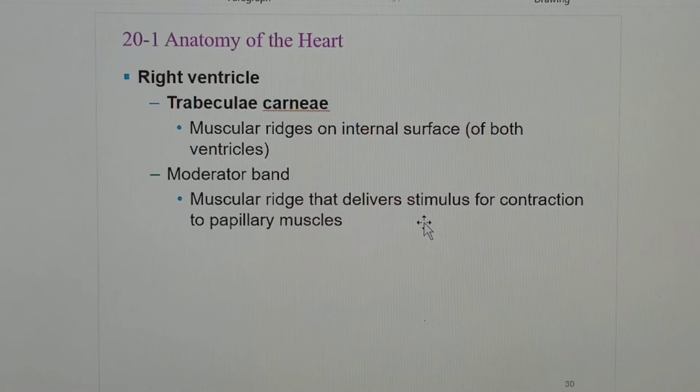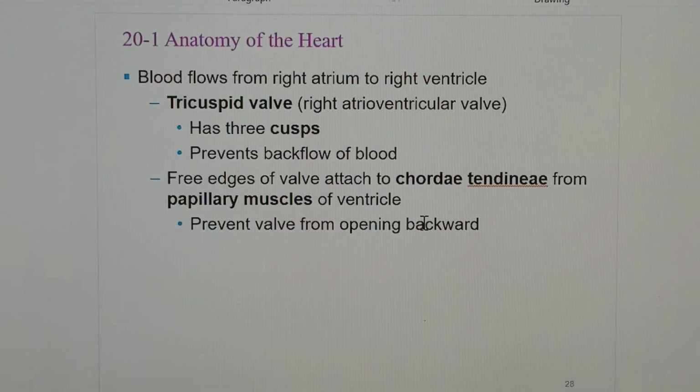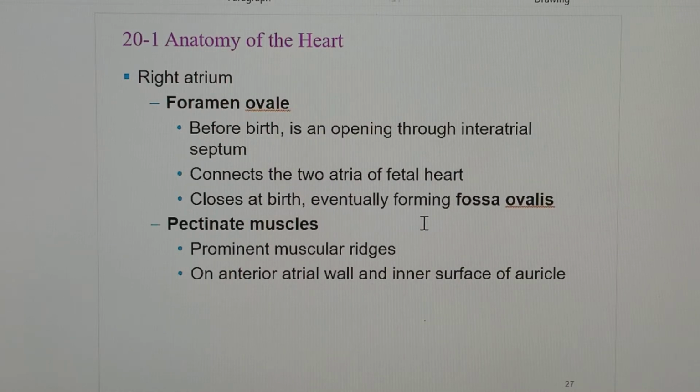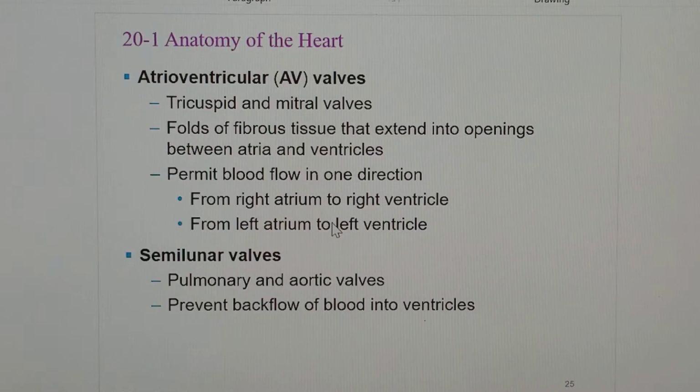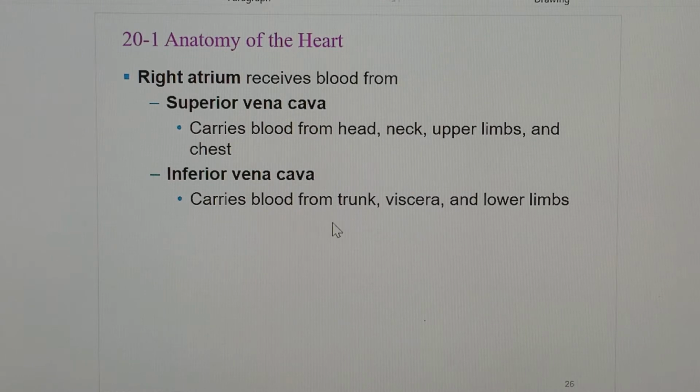Okay, let's see, where were we? And those of you who have had me for classes know that if I get my mind on something else, I'll forget where I was. Happens all the time. Let's see, AV, right atrium.